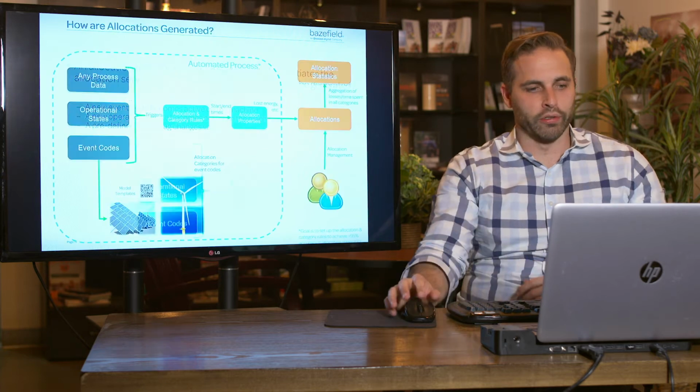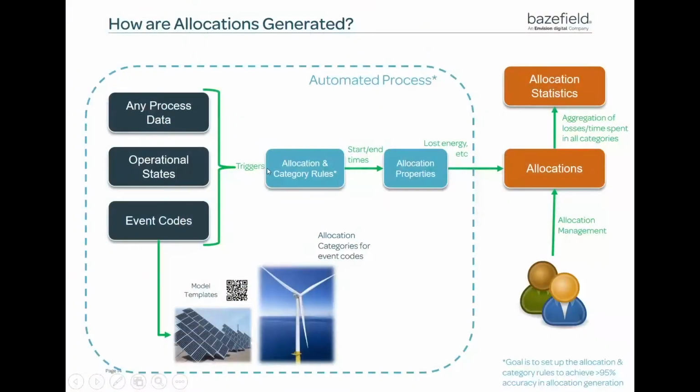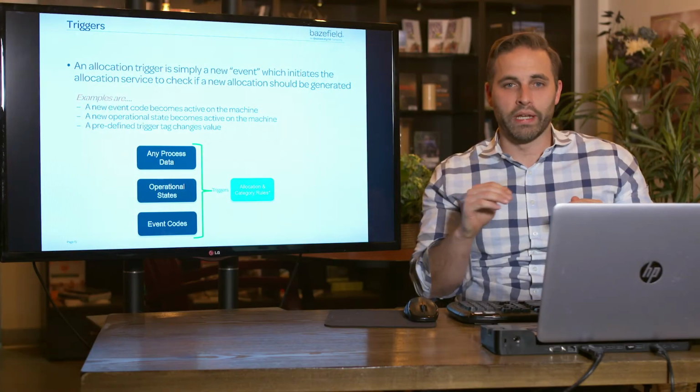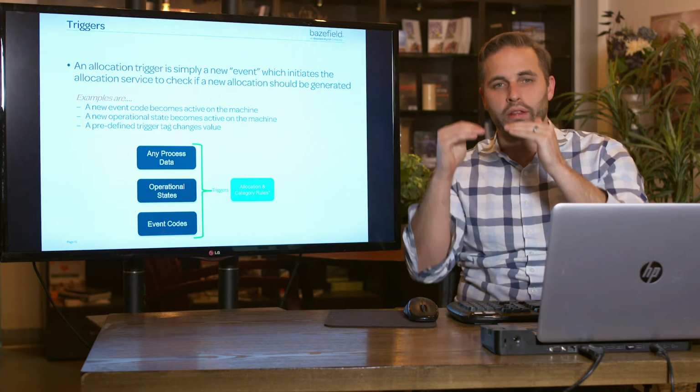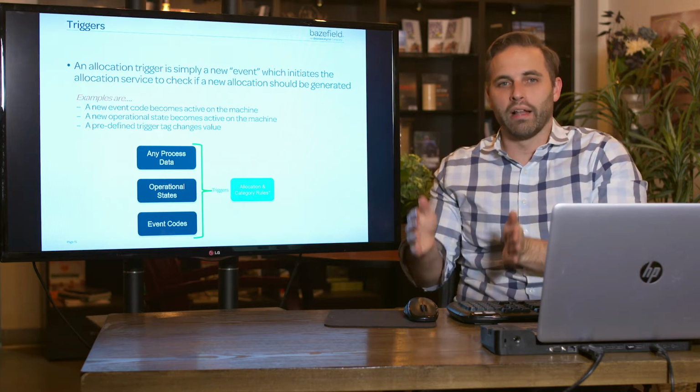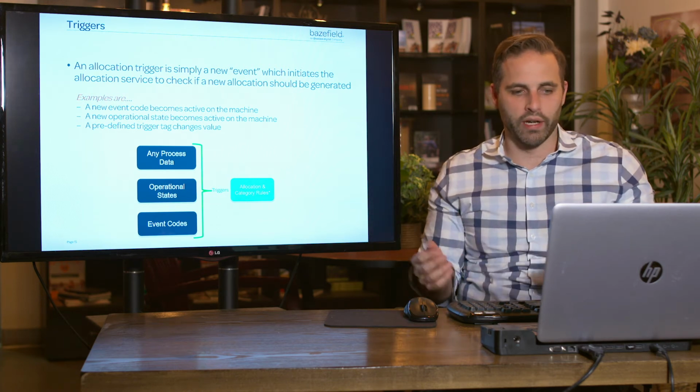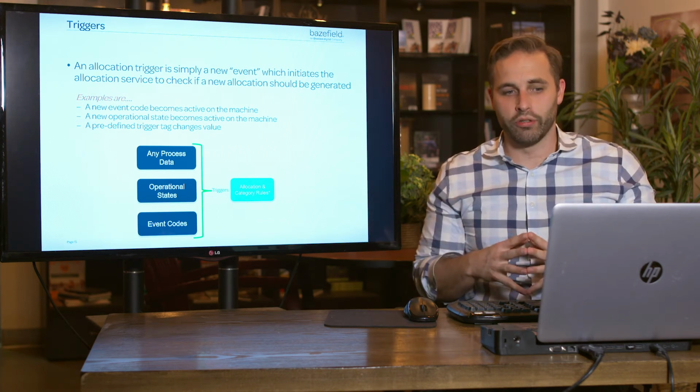Let's go over the triggers first. So the triggers are what starts this whole process. And again, a trigger is any combination of a calculation or an analog signal, an operational state, or an event code. So typically the most popular one is when a new event code comes in on an asset, we set up an alarm-based trigger. And that alarm-based trigger will start to then evaluate the rules to see, hey, does my allocation need to be updated? Does it need to be changed? Does it need to be modified? But there's numerous ways you can configure these triggers.